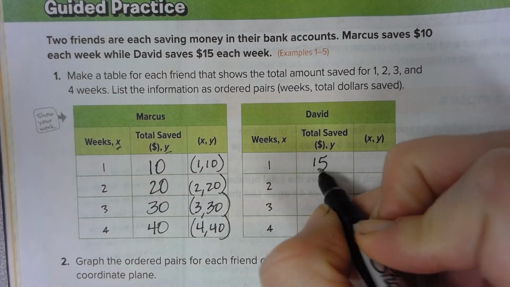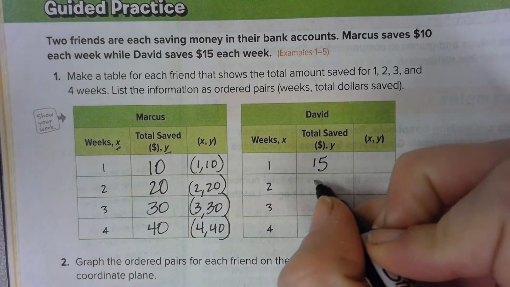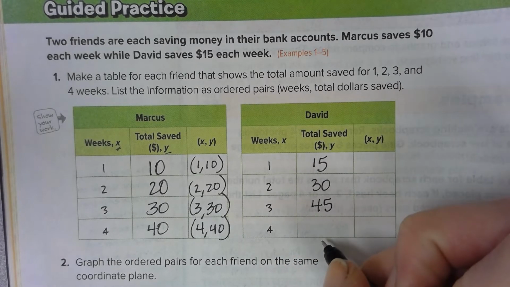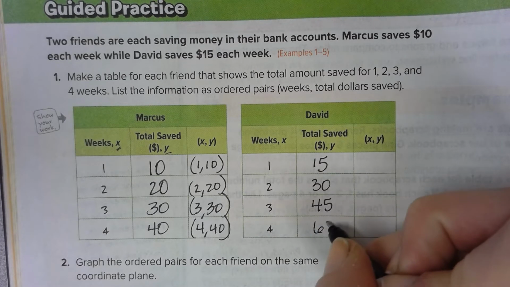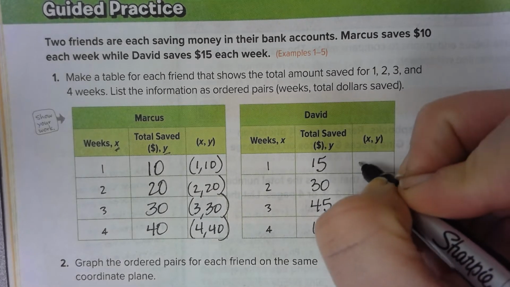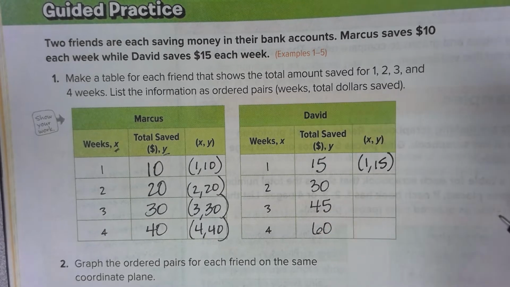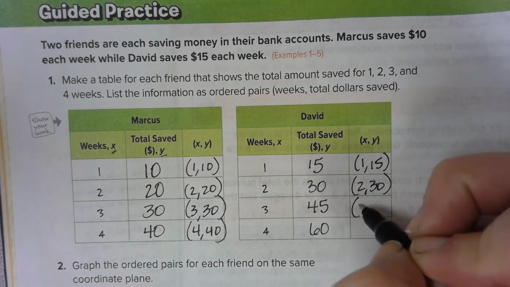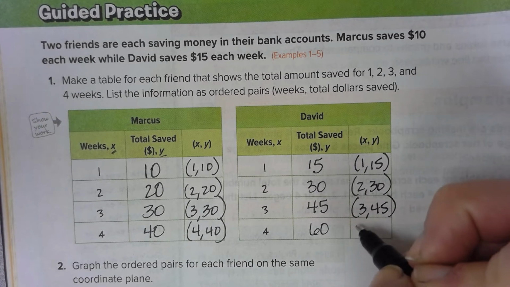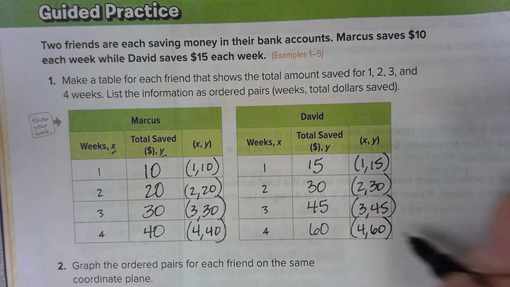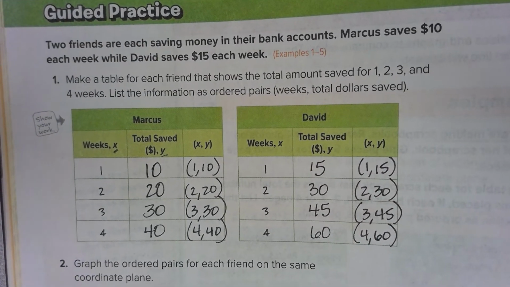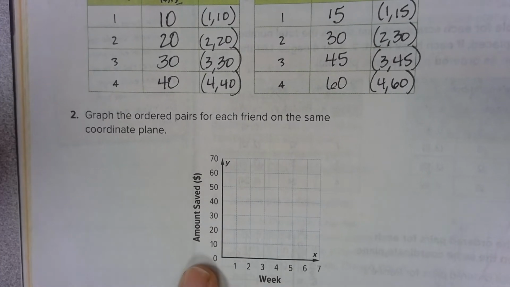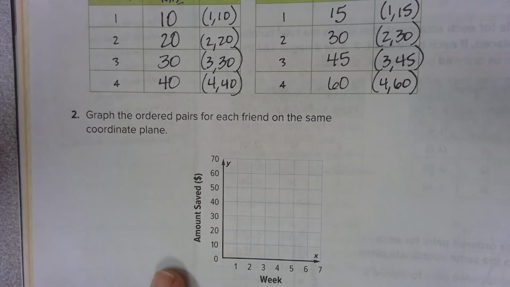Okay, now let's fill out David's. David's is 15 every week. So after week 1, he will have $15 saved. After week 2, 30, week 3, 45, and week 4, 60. All right, now let's do 1, 15, 2, 30, 3, 45, and 4, 60. All right, we have this set up. Let's go ahead and graph it. Why not? Let's just graph the ordered pairs down here.